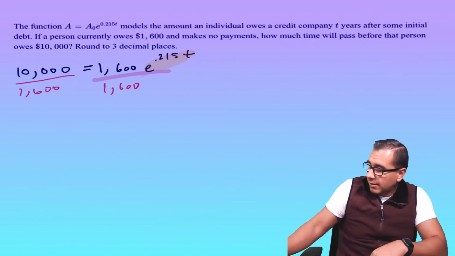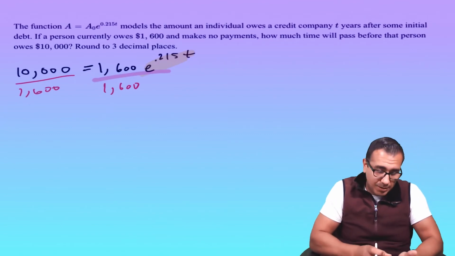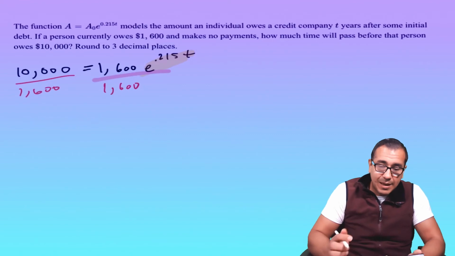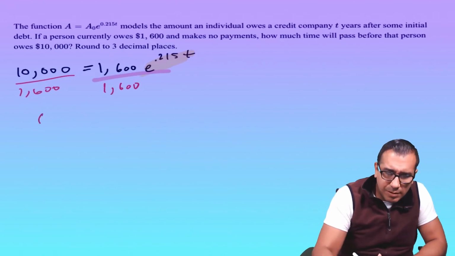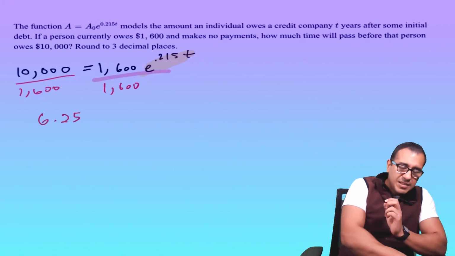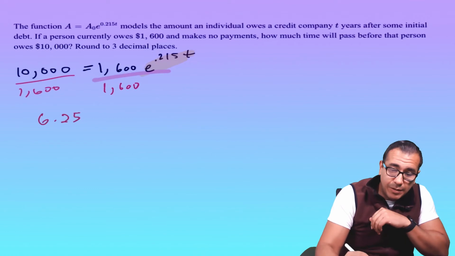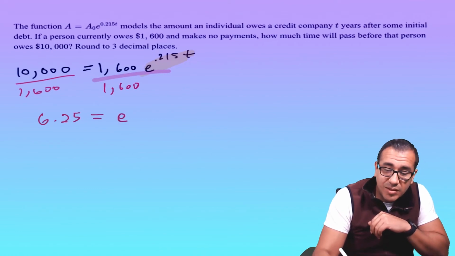All right, let's take out our calculator and we get 10,000 divided by 1,600. For the sake of this video I was going to leave it as a fraction, but this decimal is not too bad because I don't have a repeating decimal here. So I get 6.25. So 6.25 equals e to the 0.215t.